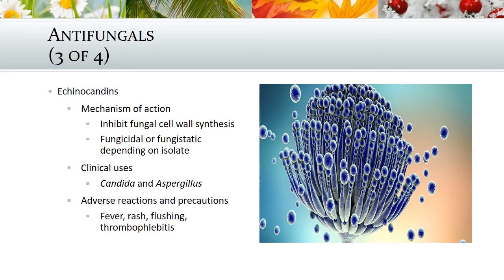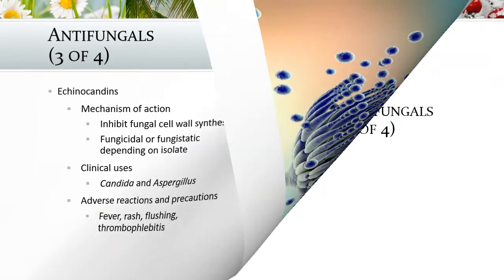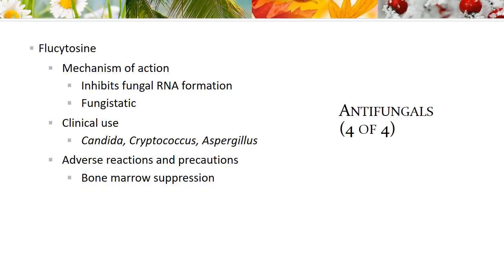Echinocandins work by inhibiting fungal cell wall synthesis. They're fungicidal or fungistatic depending on the isolate. Clinical uses are in fungal infections of Candida and Aspergillus. Adverse reactions include fever, rash, flushing, and thrombophlebitis at the site. Flucytosine inhibits fungal RNA formation, is fungistatic, and is used clinically in Candida, Cryptococcus, and Aspergillus infections. Adverse reactions include bone marrow suppression.